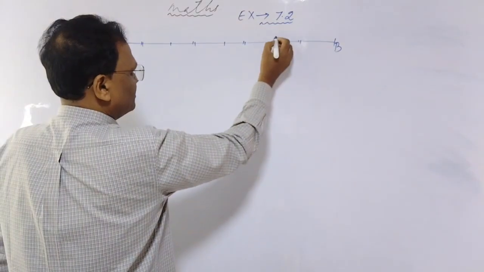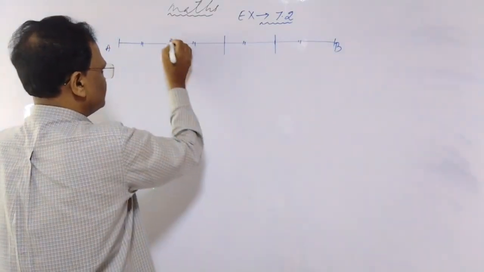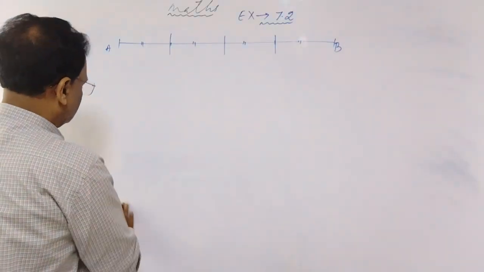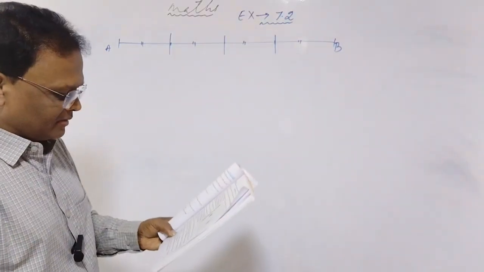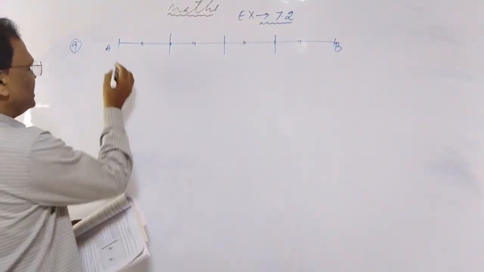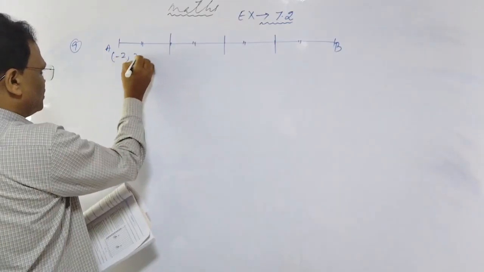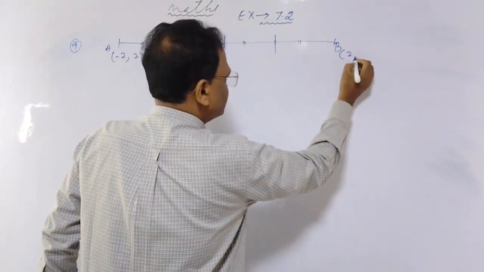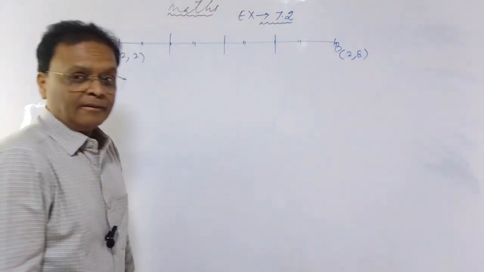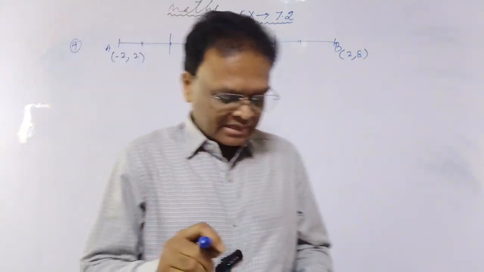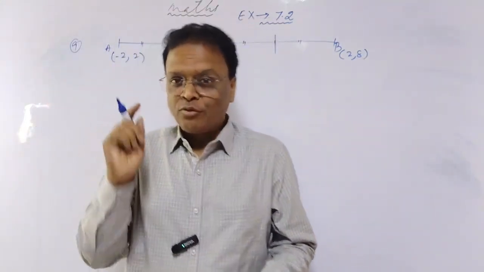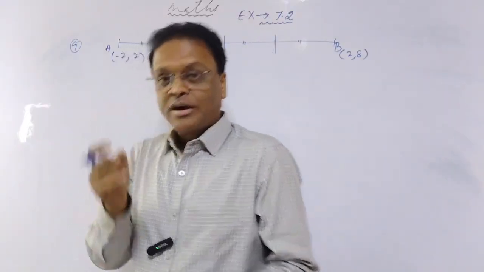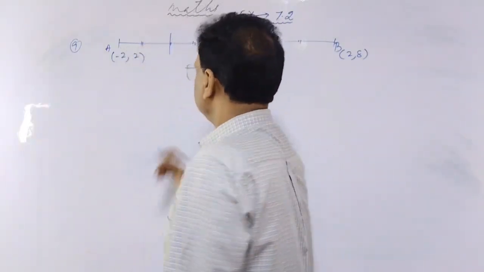These parts are equal. So these are the parts, and these parts are equal. Then what is it asking? The coordinates of these points are given. The first one is given as (-2, 2), and the second one is given as (2, 8). And what is it telling? This line segment is divided into 4 equal parts, and it is asking to find the coordinates of all those points.